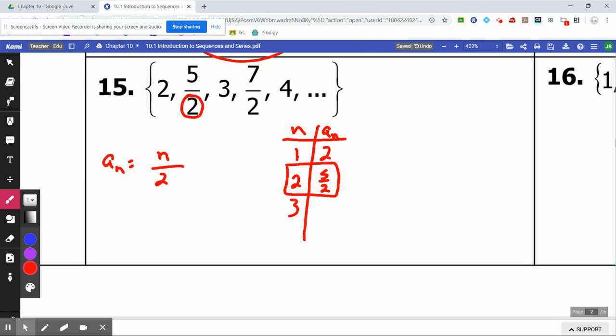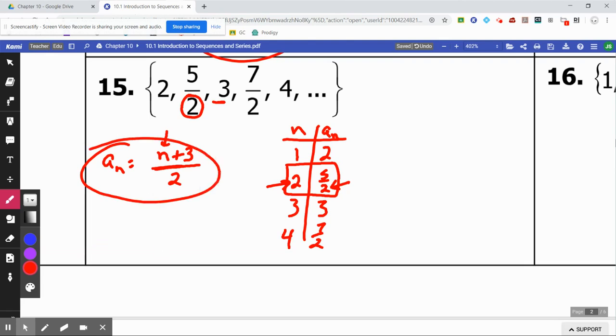If I take this n over 2, I've already got my 2 on the bottom. What if I add a 3 to the top? Since I know that n is 2, I leave it as n plus 3 over 2. Well, does that work out? Let's definitely check 4 and 7 over 2. That'd be an easy one to check. If you put a 4 right here, do you get 7 over 2? Sure you do. When you put a 3 right there, 3 plus 3 is 6. 6 over 2 is 3, which is what I wanted my third term to be, and that is your rule.